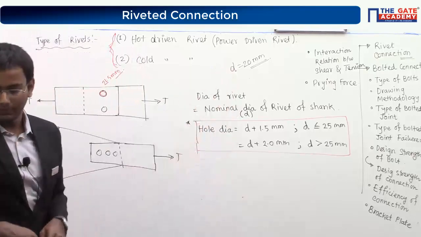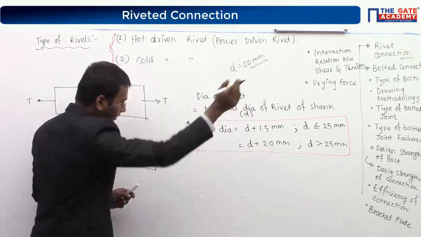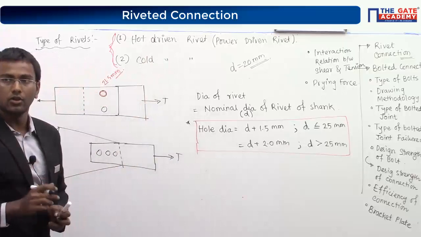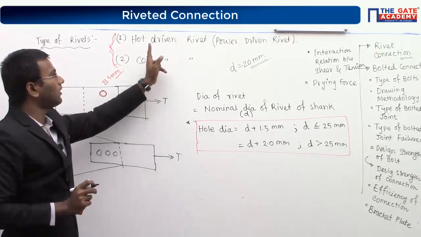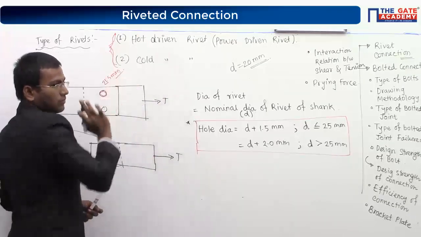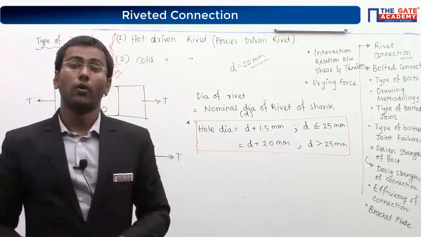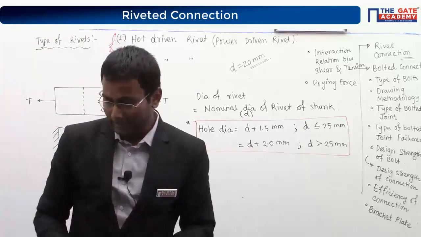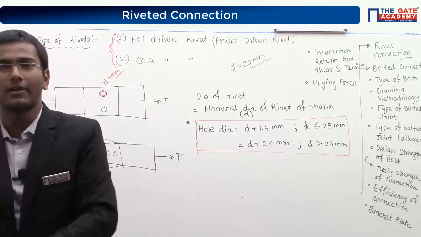Now tell me one simple answer, and think. Which riveting has high strength? Which type of riveting, cold riveting or hot riveting, has high strength? This one or this one? And if you find your answer, why? Why does this riveting have more strength? Okay, so think logically, think practically, and then I will discuss it.